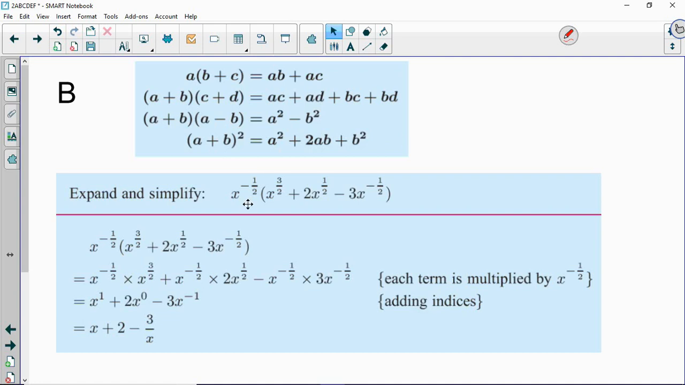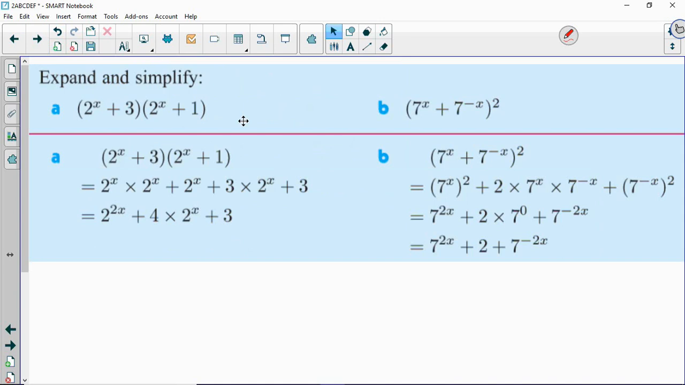So in this first example here, we're just distributing x to the negative 1/2 into each of those, and so we're going to add the exponents together because that's what you do when you multiply numbers with the same base but different exponents. And then we get something like this in the end. Again, I hope you don't need too much explanation there. So here, in this first one, we just distribute like normal, and we get something like this. Okay, cool. In the second one here, we got this thing that's being squared.